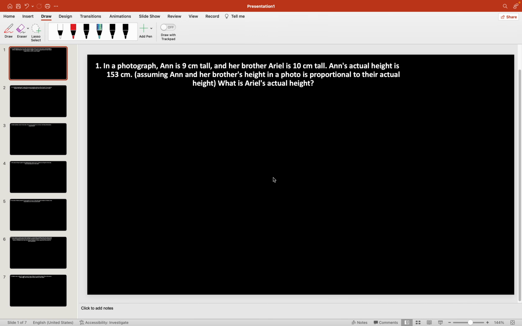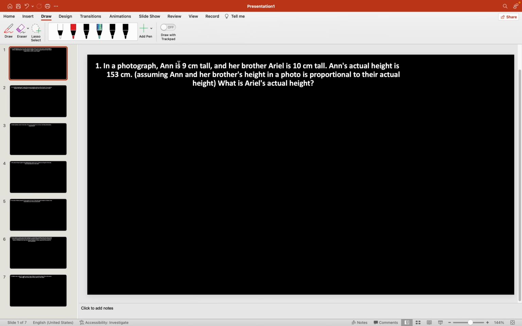Okay, so first dito muna tayo. So the first one na question natin, in a photograph, Anne is 9 cm tall and her brother Ariel is 10 cm tall. Anne's actual height is 153 cm, assuming Anne and her brother's height in a photo is proportional to their actual height. What is the actual height of Ariel?